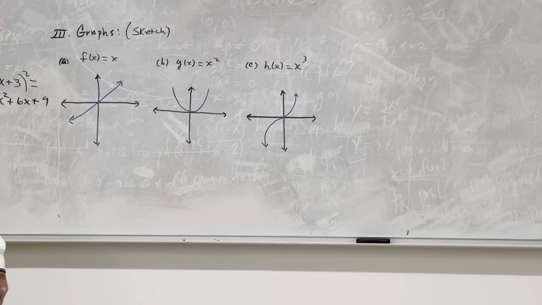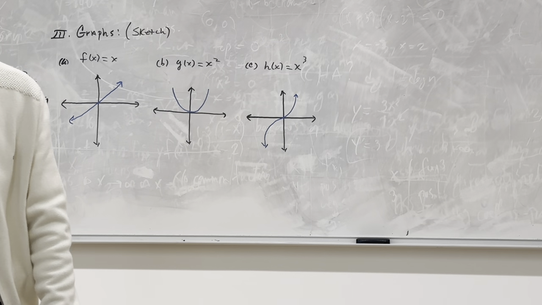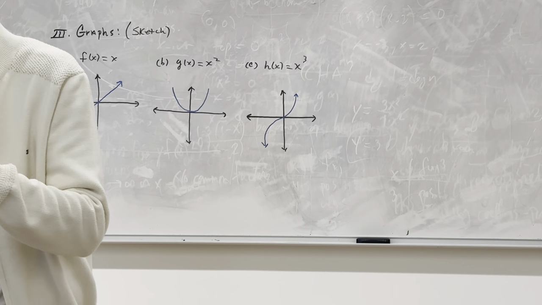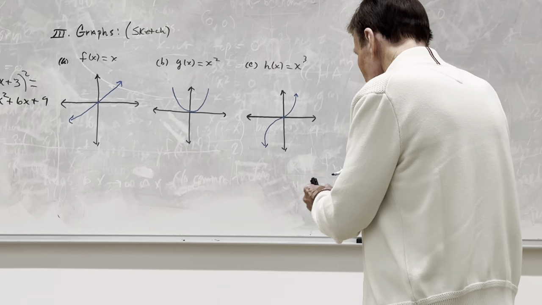Now I say, Professor, can you go up to x to the fourth? There's a graph for it. I'm not going to show you the x to the fourth, I don't think it's on the handout. X to the fifth, there's a graph for it. X to the sixth, there's a graph for it. So if they give me a function, there's a graph. These are some basic ones. So we've got x, x squared, x cubed.